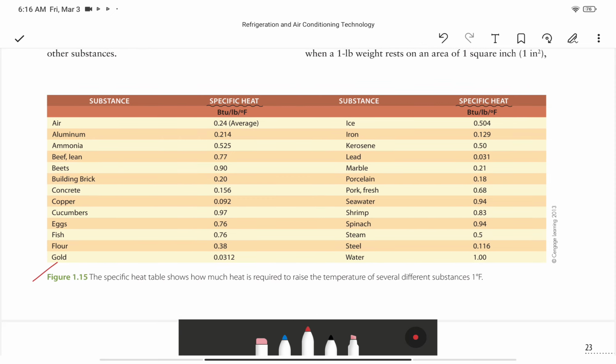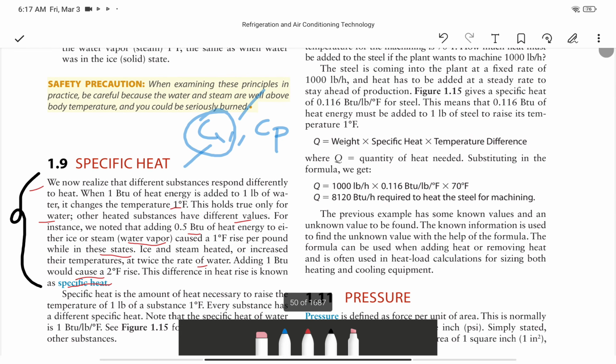1.15, the specific heat table shows how much heat is required to raise the temperature of several different substances 1 degree Fahrenheit. So we have the specific heats and we have the substances. This is important because we need to get the formula of Q. This is not heat transfer Q, but the heat content Q. The formula is Q equals weight times specific heat times change of temperature, or temperature difference, where Q is the quantity of heat added.